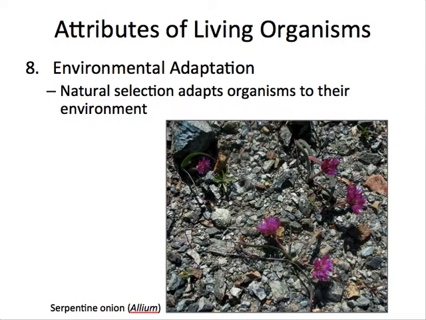Here we can see a serpentine onion in the genus Allium growing in the chaparral around campus. It grows specifically on serpentine outcrops, serpentine, which is a type of rock. It's actually our state rock. It's very poisonous. Most plants die if they grow in serpentine, but these plants are adapted to surviving in the serpentine soil. Because of that, they have very little competition.